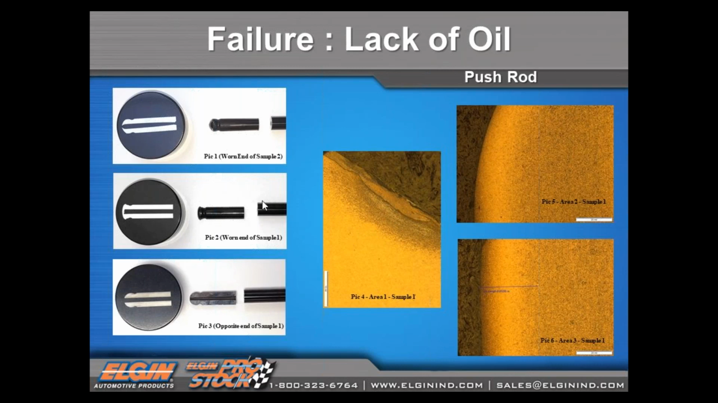So we sectioned across here, cut this in half lengthwise, mounted it, and then we polish it and etch it. And so now we can look at the actual microstructure, what that looks like right there. Here's how it's supposed to look. And then here's the microstructure, how it's supposed to look on the opposite end of the part. And here's the failed area.